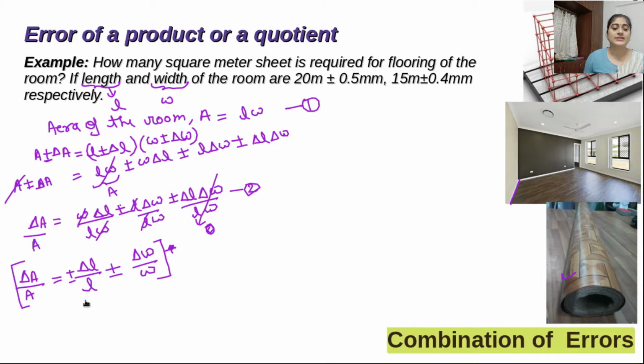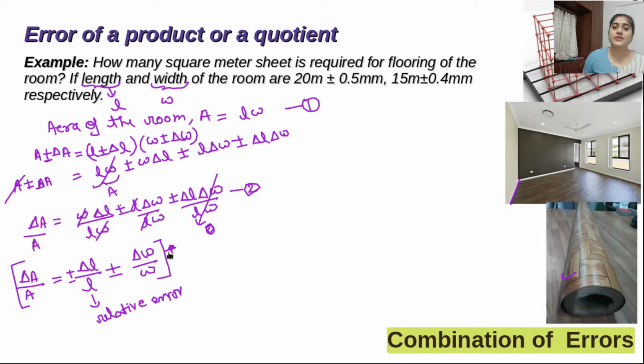So what is this? This is the relative error of that physical quantity. We have studied that relative error is the error divided by the original value. That ratio is called the relative error. If you multiply this by 100, it is called the percentage error.